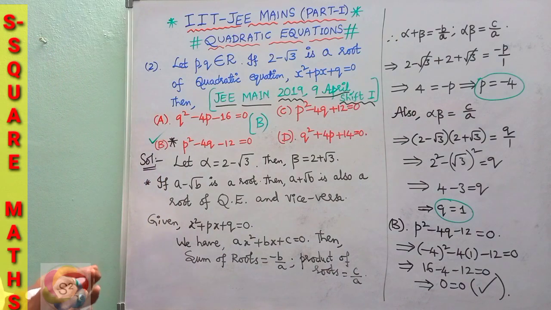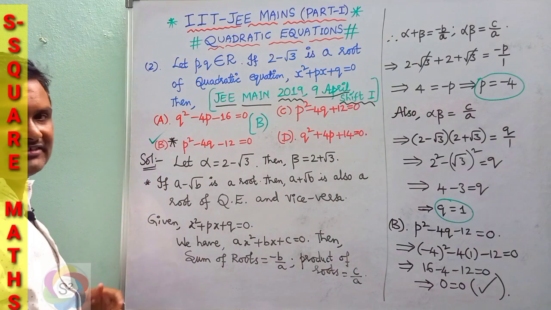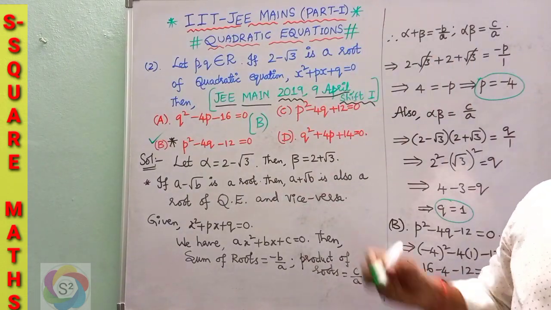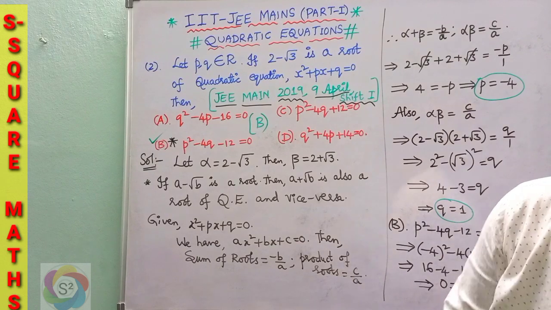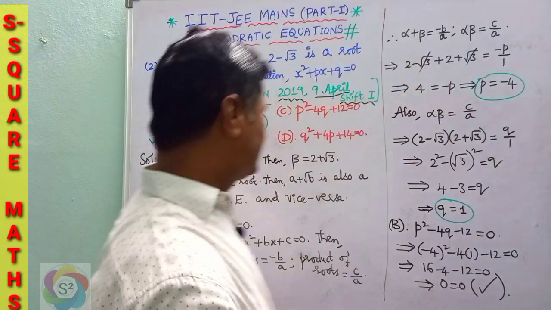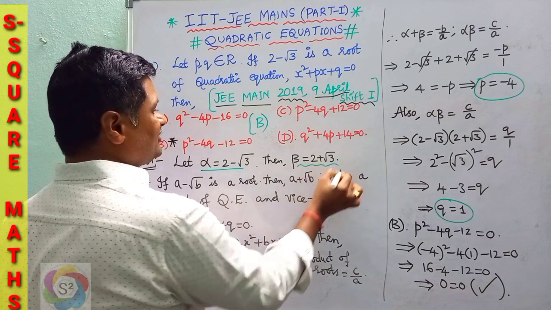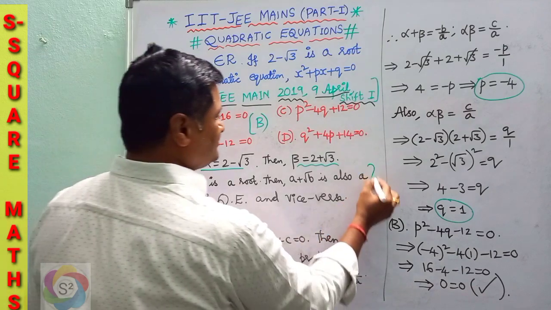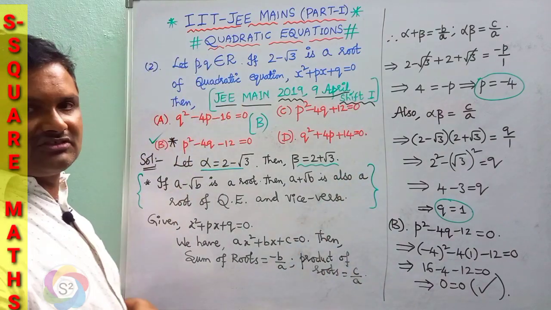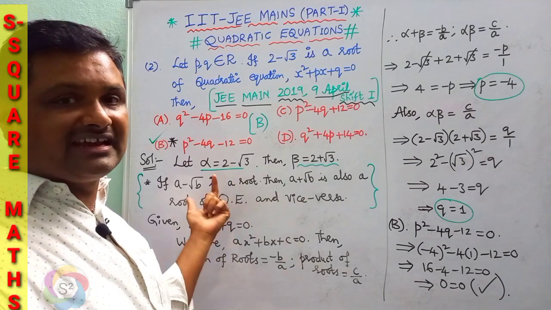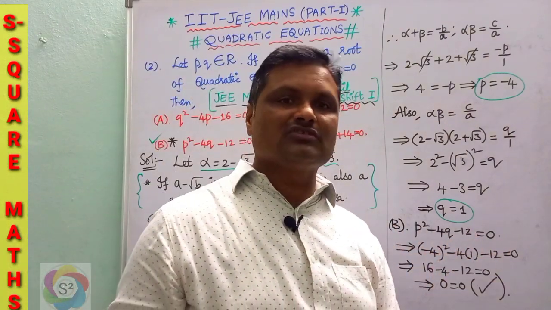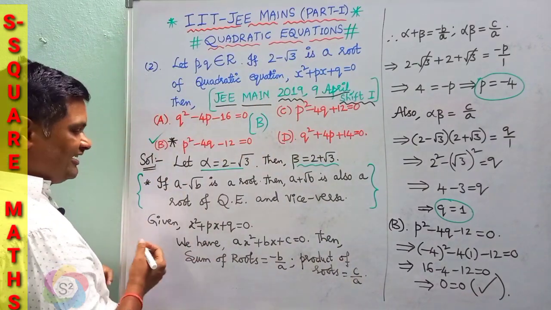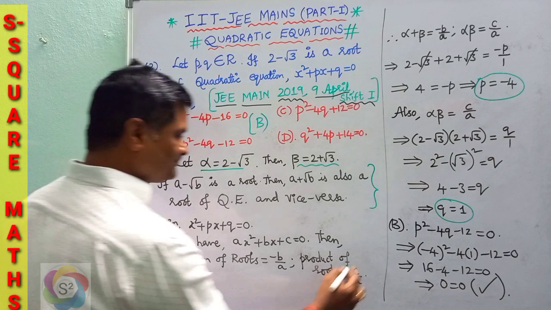So this is IIT JEE Mains Part 1, quadratic equations, second problem. Various points I am going to underline here. Alpha is the root given, then beta is this one. This is a point we have to follow. If alpha is 2 minus root 3, then beta is 2 plus root 3. They are irrational roots. For a quadratic equation, irrational roots occur in pairs. They are conjugates of each other. So this is a quadratic equation and this is a formula again here.